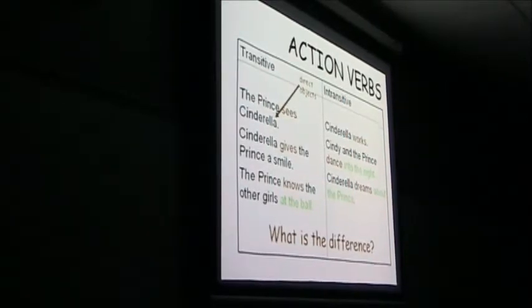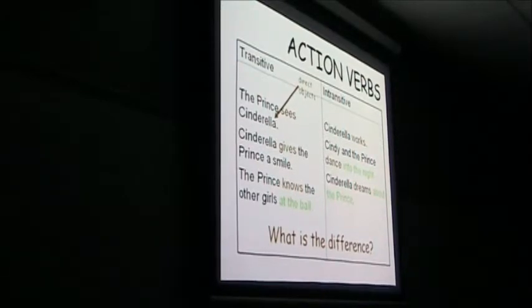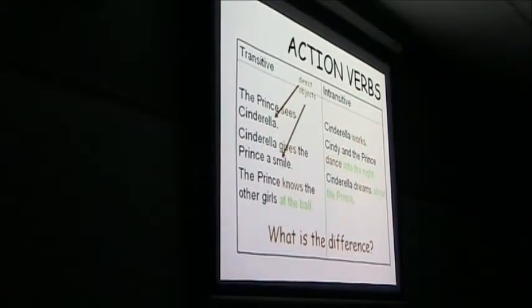So in the first one, sees is the verb. Who's doing the seeing? The prince. What does he see? Cinderella. The second one, Cinderella is giving. What is she giving? A smile. And the third one, knows is the verb. Who's doing the knowing? The prince. And what does he know? The other girls. Direct objects.